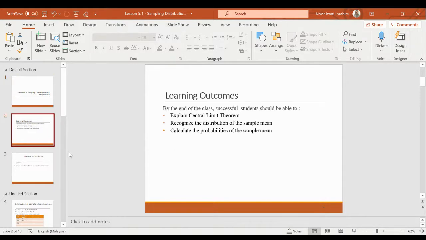The learning outcome is, by the end of this video, you should be able to explain the central limit theorem, to recognize the distribution of sample mean, and to calculate the probability of sample mean.